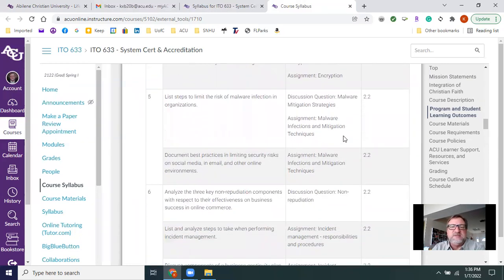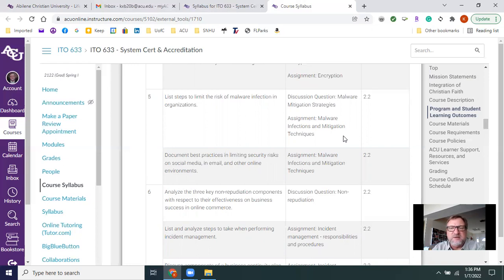In week 5, we'll list the steps to limit the risk of malware infection in an organization. We'll look at malware mitigation strategies, and the assignment will focus on malware infections and mitigation techniques. Unfortunately, malware and virus attacks are very prevalent today. Like I said, we have both a web application firewall along with our internal firewalls. So we'll get into those discussions.